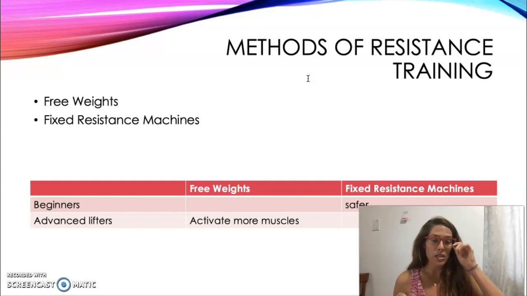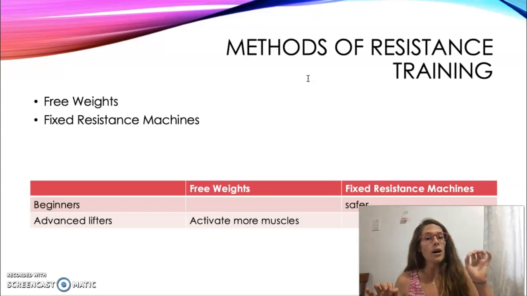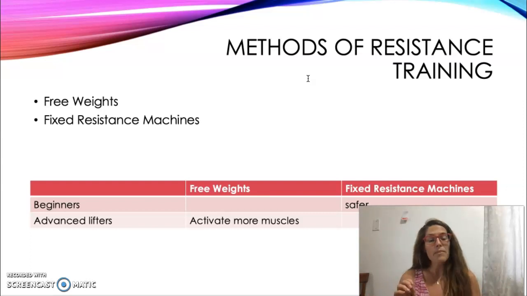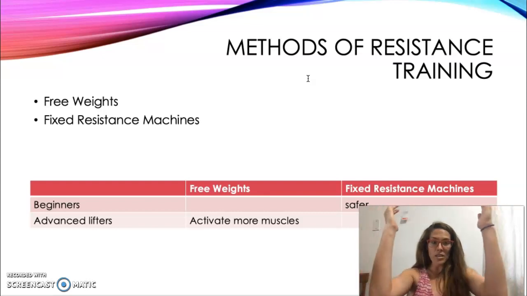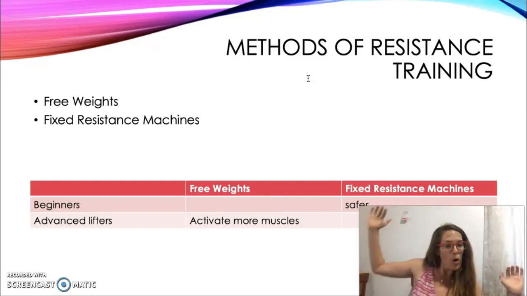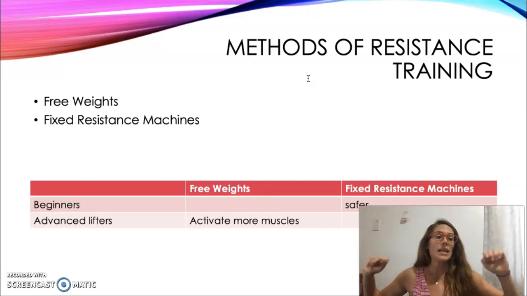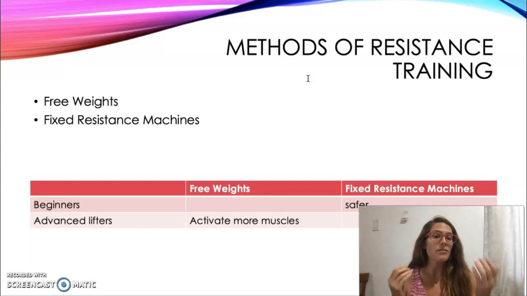But somebody who is just beginning to add in resistance training, the fixed machines are much more safe because they make sure that a person is using proper form. So it guides them and they don't have a choice. They can't move one arm lower, go to the side, anything like that, because it is fixed. And so those are safer for people that are first learning.